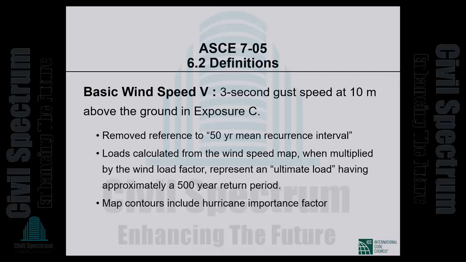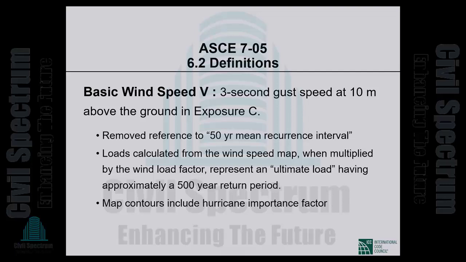So in ASCE 7, unlike in BNBC 2020, the definition of V is 3-second gust speed 10 meters above ground of exposure C, which is in BNBC exposure B. That part is identical. 3-second gust speed 10 meters above ground of exposure C, as long as you understand C is B of BNBC.